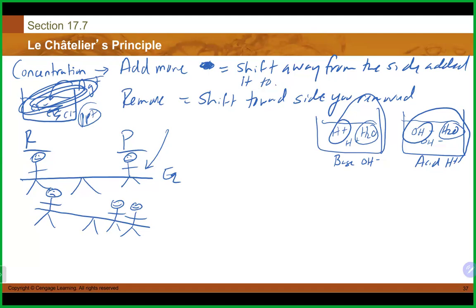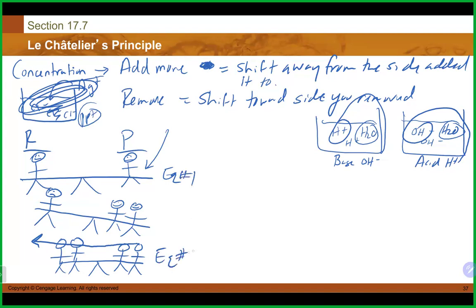So to fix this, we don't need more people on the right, but we actually need more people on the left to fix this. It's going to shift away from the side we added it to. And now this thing is going to come back into equilibrium here. And we're back to equilibrium at that point. So when we add, it really goes away.